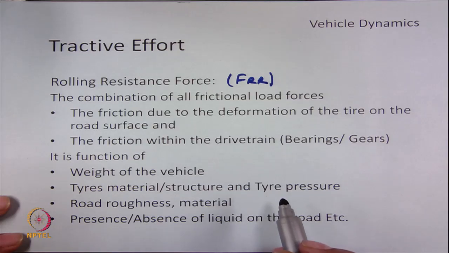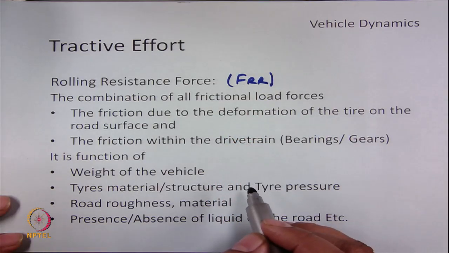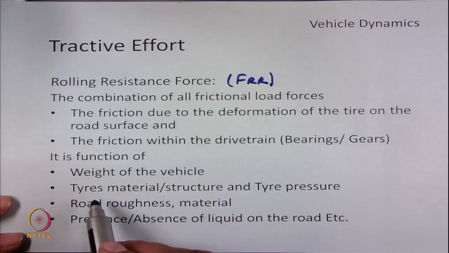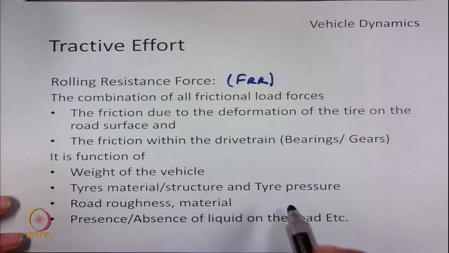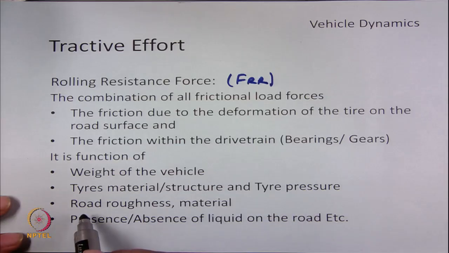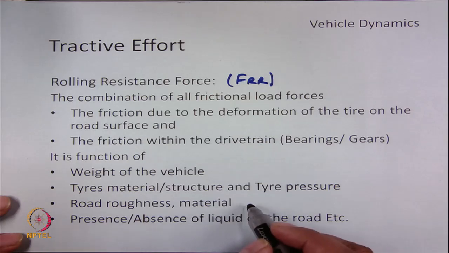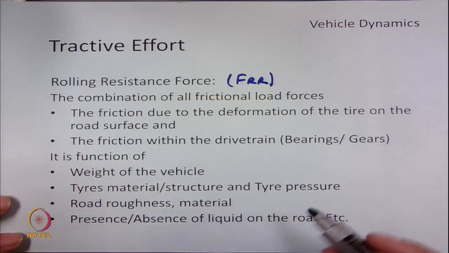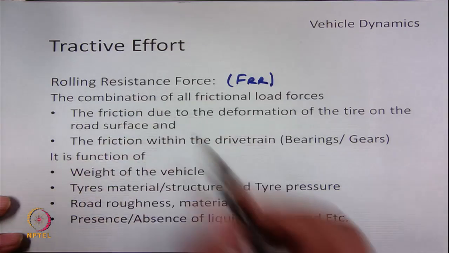So, we can say that this FRR, or force due to rolling resistance, is a function of the weight of the vehicle, tire material and structure, and tire pressure. We all know that when the tire pressure is good, the resistance is lesser. Similarly, the quality of the road, such as road roughness and the material of the road. Sometimes the material can be tar, or concrete, or a normal mud type of road. All this will affect the rolling resistance forces.